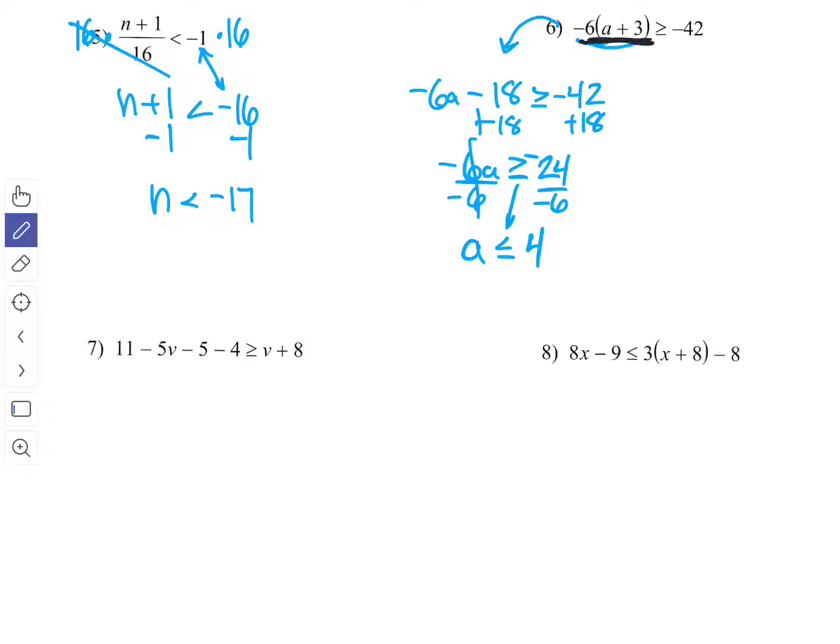Now, I could have also started by dividing by negative 6 to begin with, couldn't I have? And I would have got a plus 3, and then change my inequality, is less than or equal to positive 7. Subtract 3. A is less than or equal to 4.